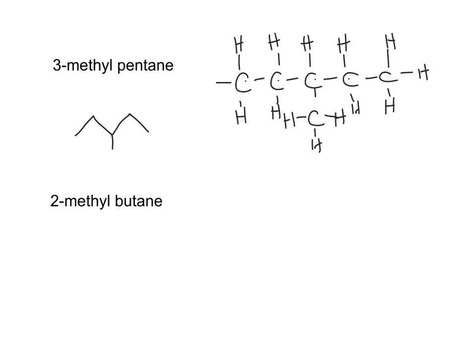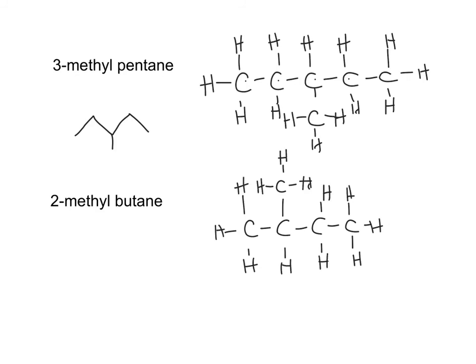2-methylbutane. So my longest carbon chain is 4. Put in the bonds. And carbon 2 has a methyl group. So 1, 2, 3, hydrogens. So this is 2-methylbutane because the longest carbon chain is 4, and the side group, which has 1 carbon, is on the 2nd carbon.